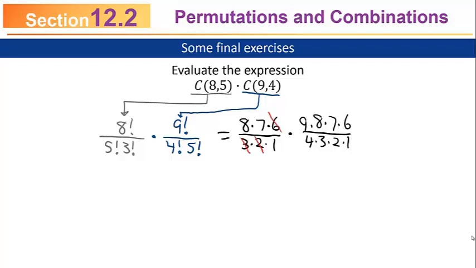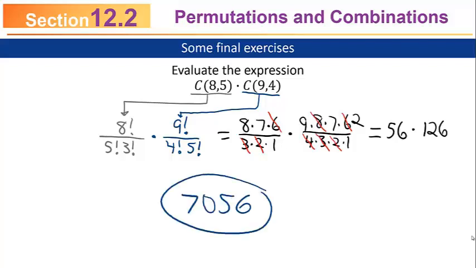You end up, if you just brute force it out, or if you do like I usually do, which is to try to cancel when possible, you're going to end up with 7,056. So if you want to do it differently than I do, as long as you practice it that way and get good at it, you're fine, but you should get 7,056 no matter which way you do it.